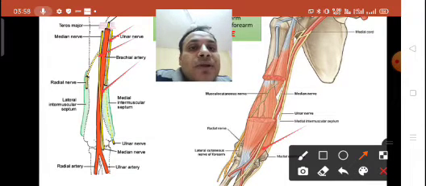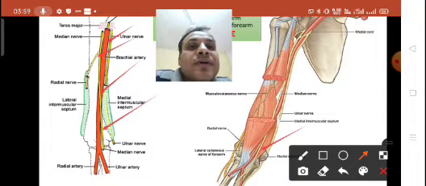Then in the lower part of the arm, the median nerve lies medial to the brachial artery. That means the upper part of the brachial artery is laterally related to the median nerve, the middle part of the artery is crossed by the median nerve, and the lower part of the brachial artery is medially related to the median nerve.